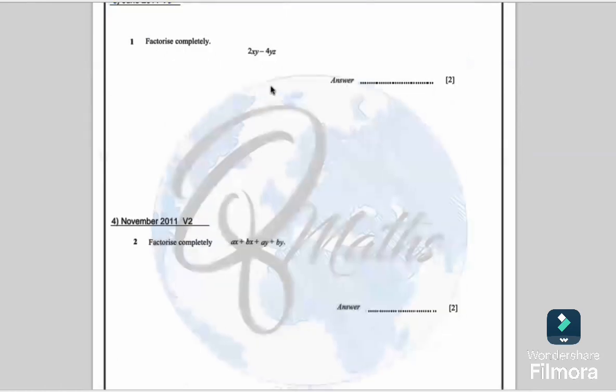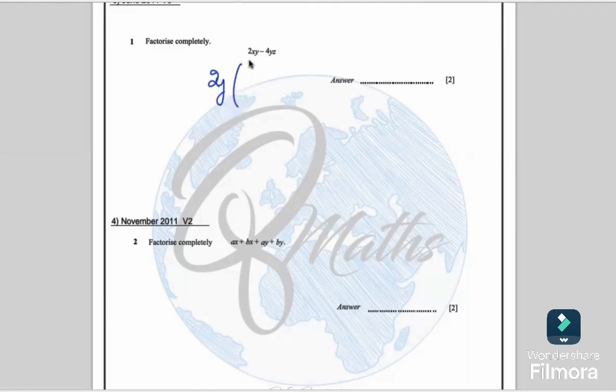Now we will simplify the next question. Out of 2 and 4, what is common? Which number can you divide both of them by? I can take 2 as common, as well as y is common in both of them. So if I take 2y as common, what is left here? x is left, minus 2 2s are 2, how much are 4? So 2 2s are 4, and y is already out, and I am left with z. So you can write your final answer as x minus 2z.